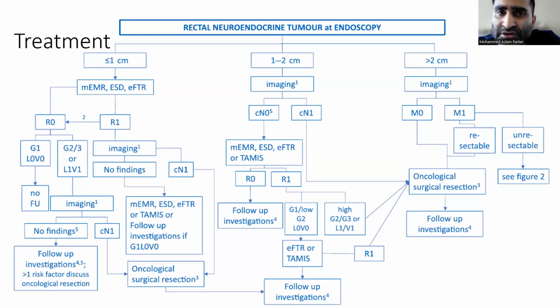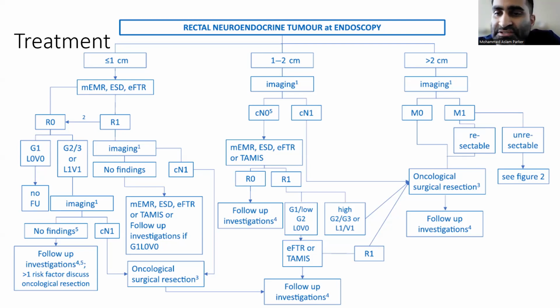If you do manage to do an R0 resection of a rectal NET which is grade 1 or grade 2, you would then proceed to do 6 monthly MRIs and yearly sigmoidoscopy for at least 5 years. In addition, also a PET scan initially and after 12 months as well.